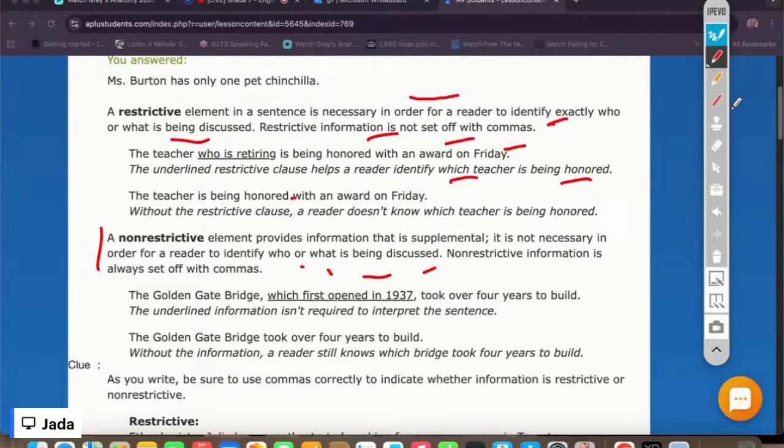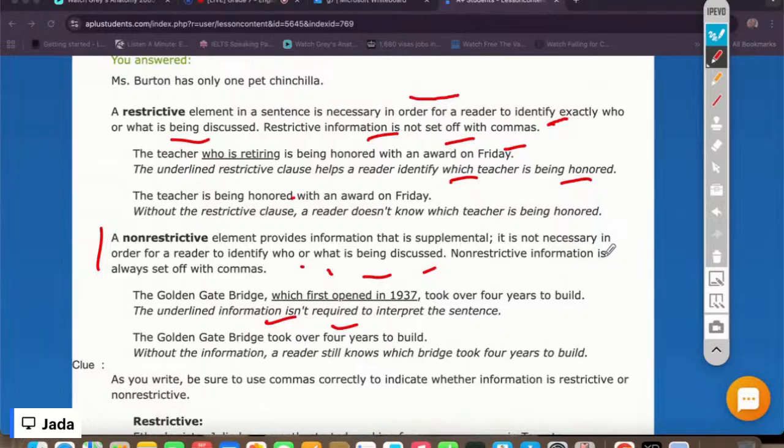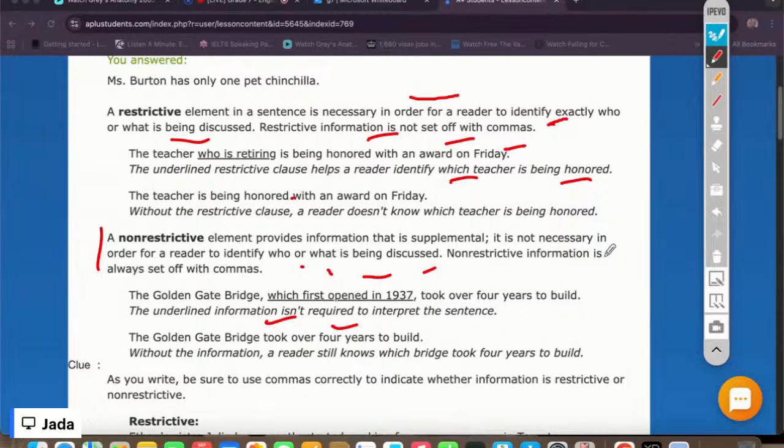So we have the Golden Gate Bridge, which was opened in 1937, took over 4 years to build. Now the underlying information isn't required to interpret the sentence, because even if you take off the underlying information, the sentence still remains the same. So the Golden Gate Bridge took over 4 years to build. So without the information, a reader will still know which bridge took 4 years to be built.